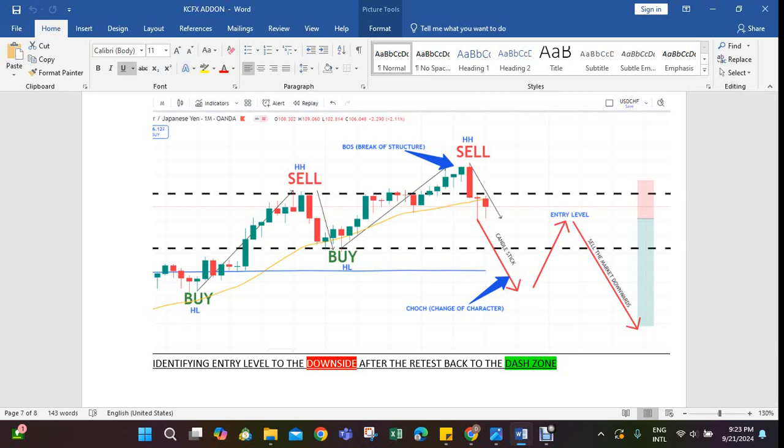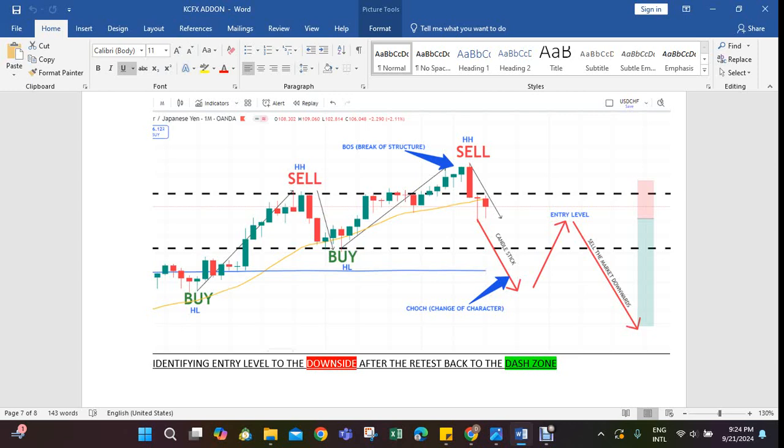For the downtrend, I didn't put it here, but it's the same scenario. For the uptrend, you can see the change of character was created down and the market had to go back into that zone. After the formation of candlesticks, we are going to the downside. But in a downtrend, we are looking to buy the market. After the change of character has been created up, the market needs to come back down into those two horizontal lines and give us an entry level after we've checked the formation of candlesticks.